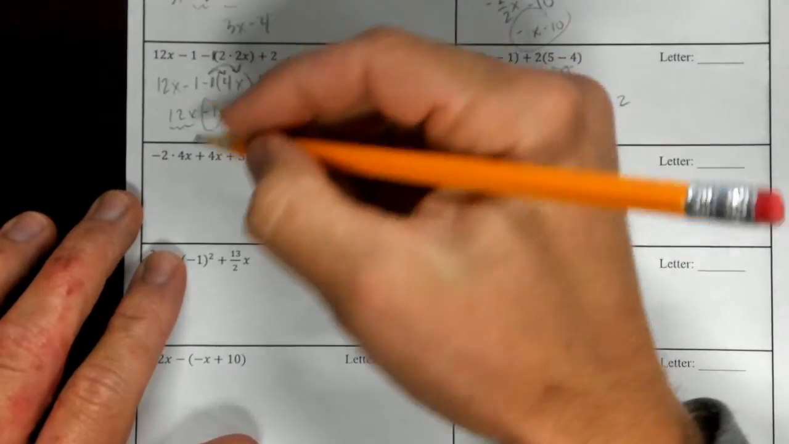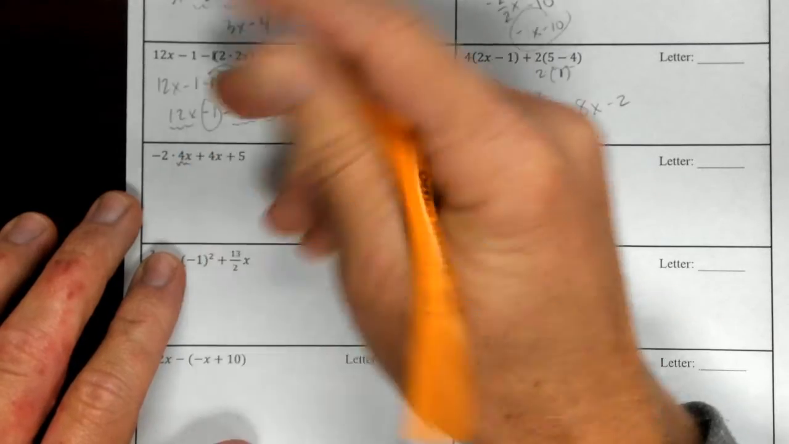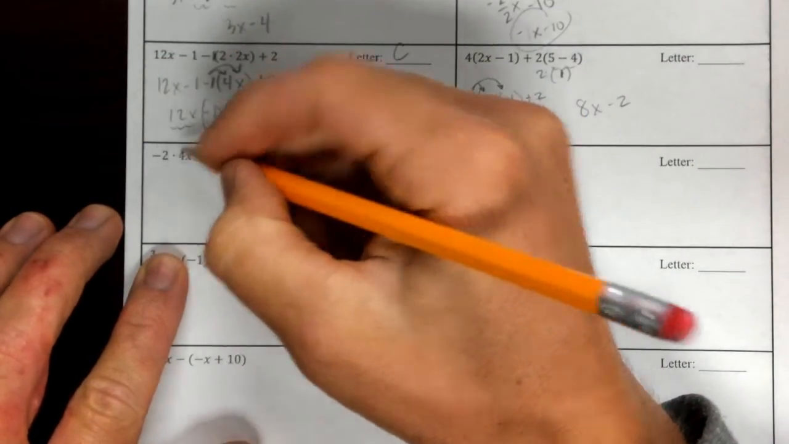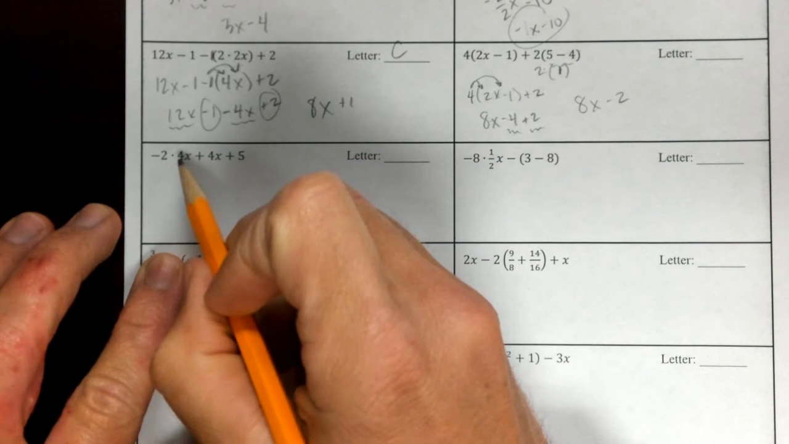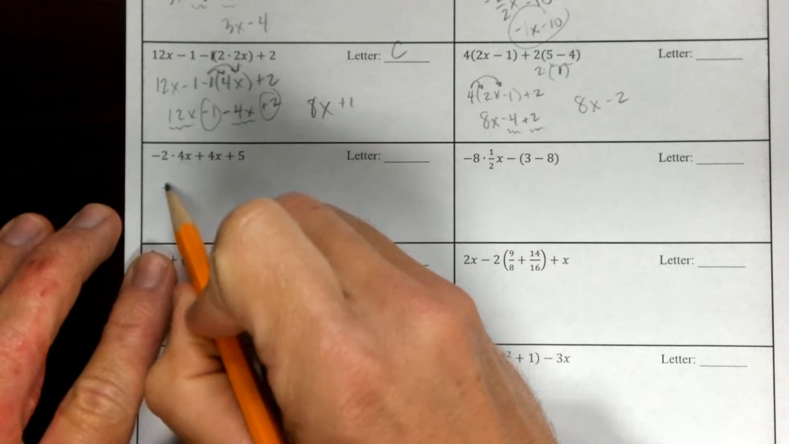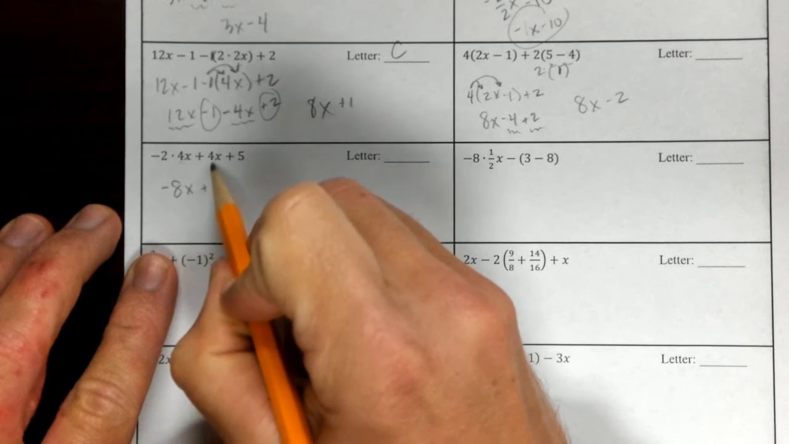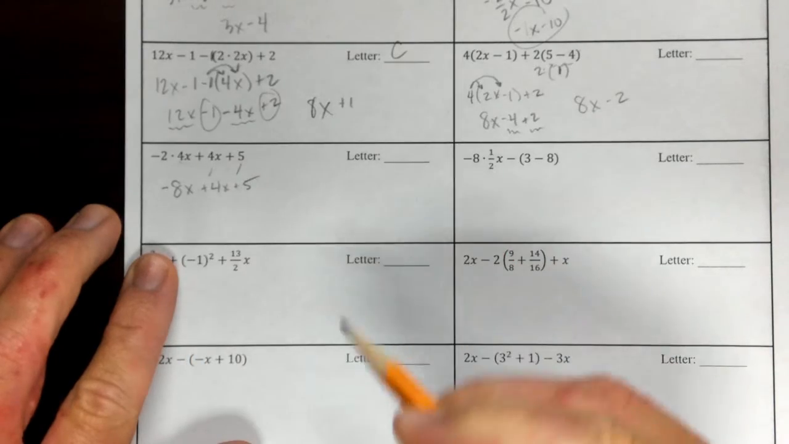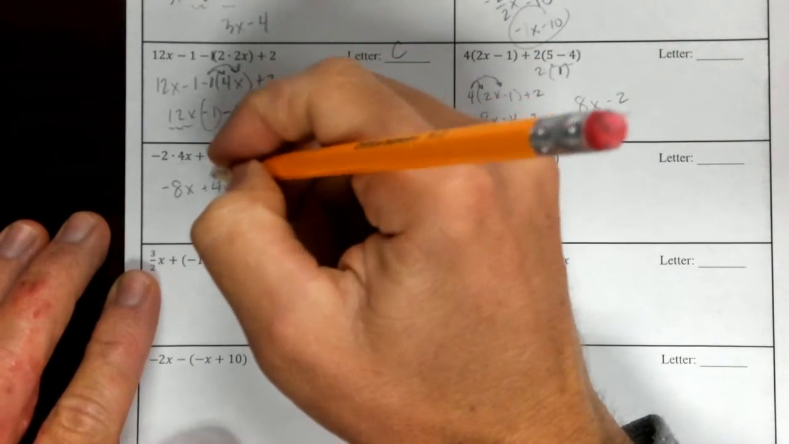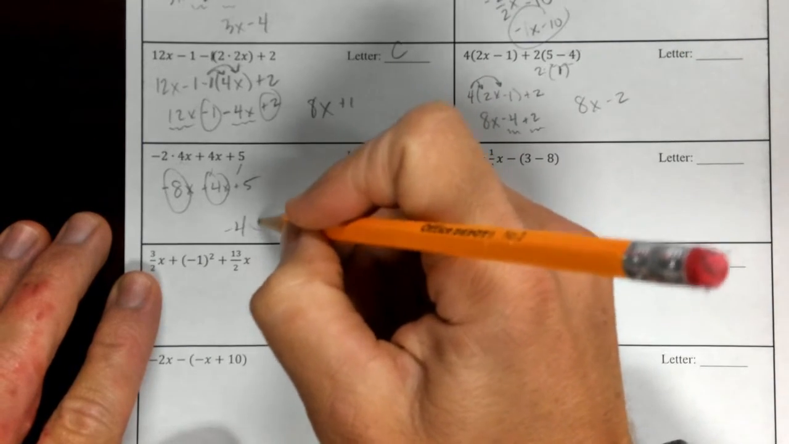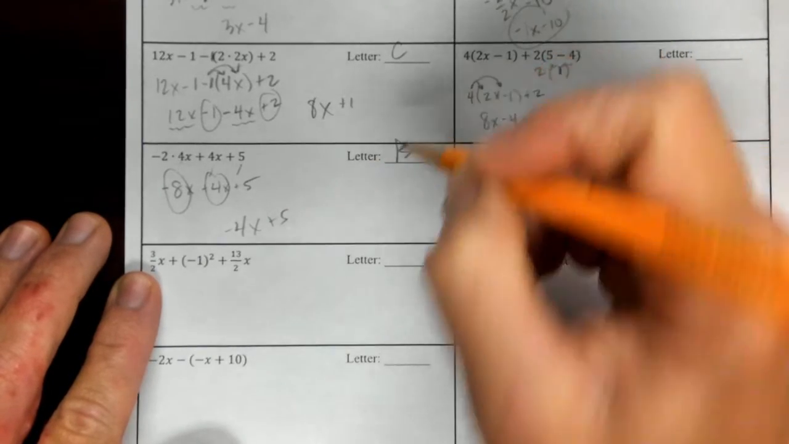Going on down, here we go. I cannot combine. Okay, I can multiply these. That's multiplication first. Okay, so 4x times negative 2 is a negative 8x. Bring these down, so plus 4x plus 5. Now again, look to combine like terms. Bam and bam. So we get negative 4x plus 5.